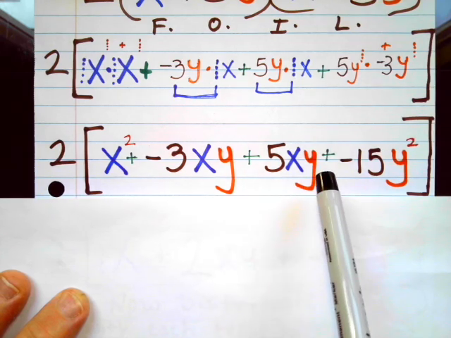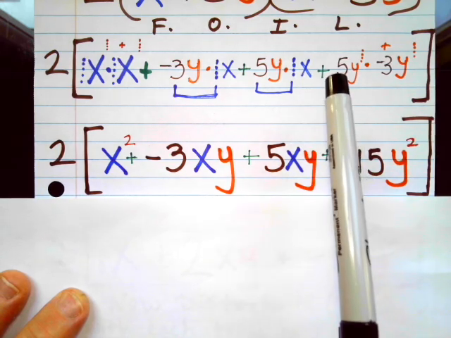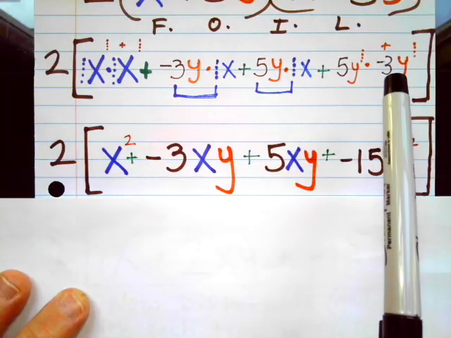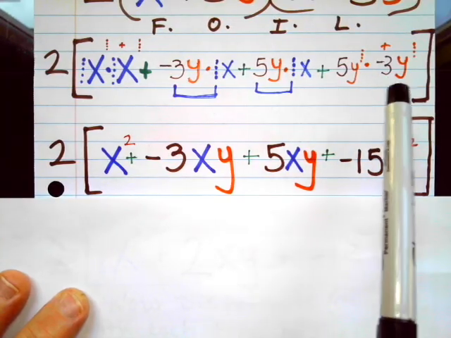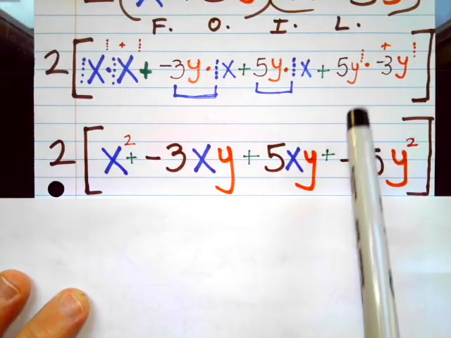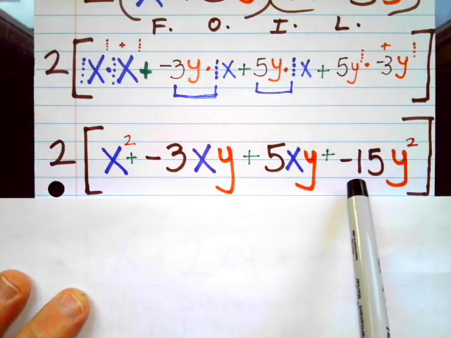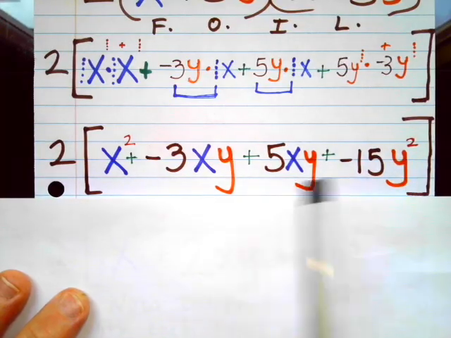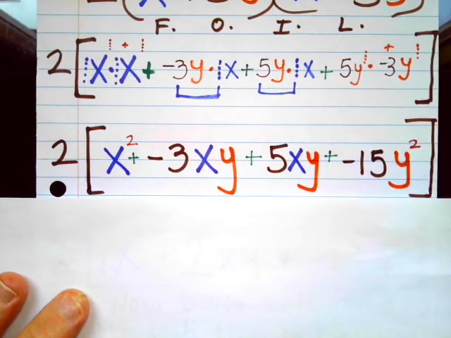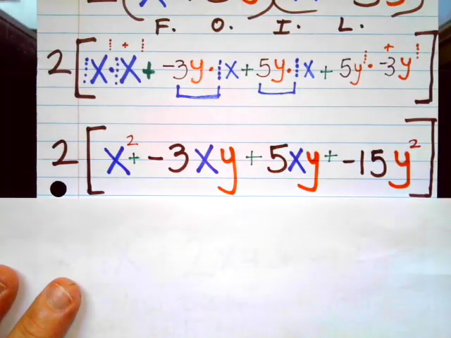We're going to bring down that plus, 5y to the first power times a negative 3y to the first power. Remember, we're going to add those exponents because the bases are the same. 5 times a negative 3 is negative 15. 1 plus 1 is 2. We have y to the second power. That was a mouthful. I got to get me some oxygen.